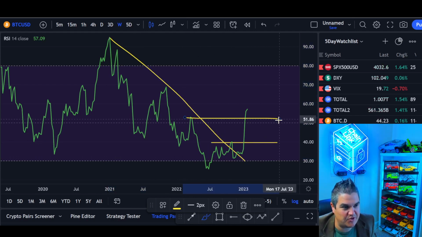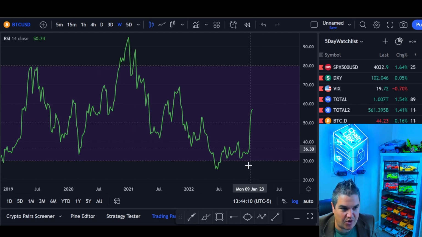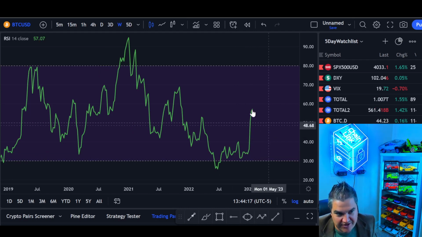That was step one. Step two here, but bigger than that, we've reversed this downtrend. We are now trying to form an uptrend. So all we would need to do to confirm that is put in a higher low. And that should be pretty easy to do whenever we decide to retest. We'll see if we can hold.